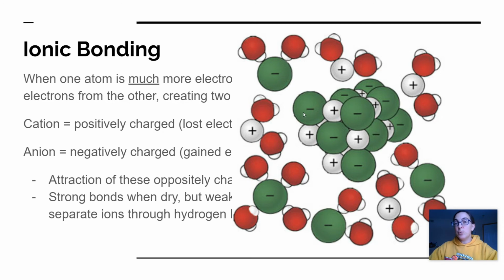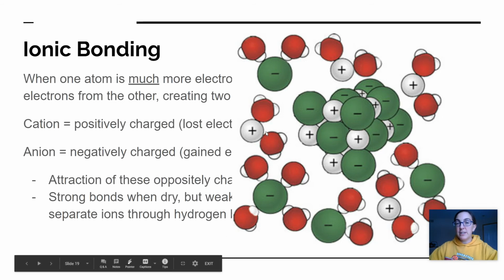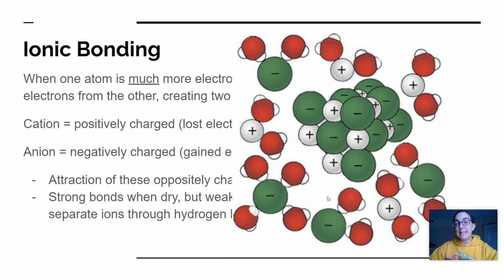When you put salt into water, the negatively charged particles, those would be the chlorides, are attracted through hydrogen bonding to the positive sides of the water molecules, and they kind of get surrounded and pulled away. And the positive ions are also surrounded by water molecules. So ionic substances dissolve really easily in water.